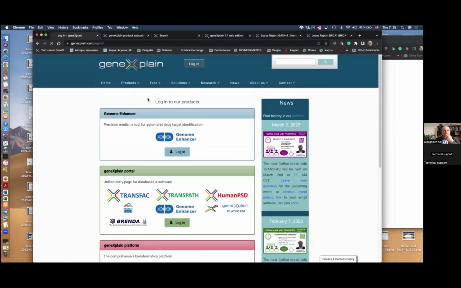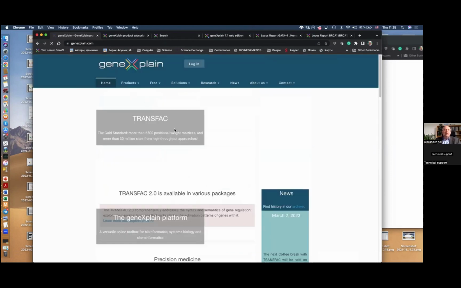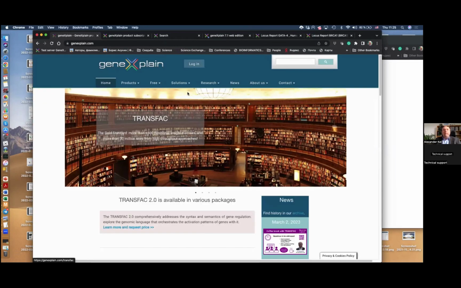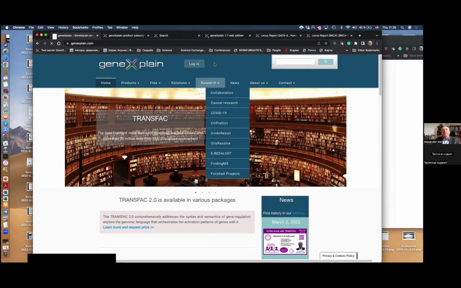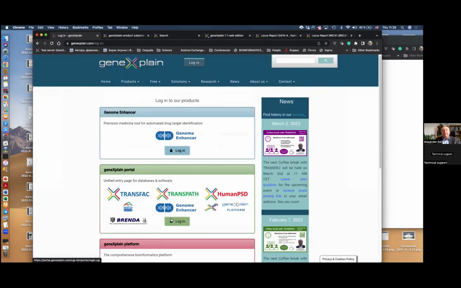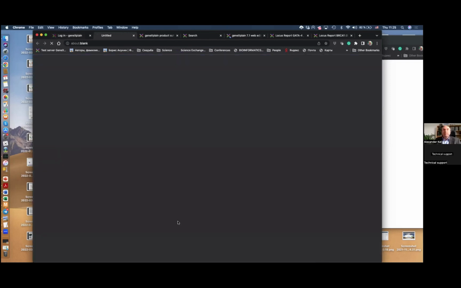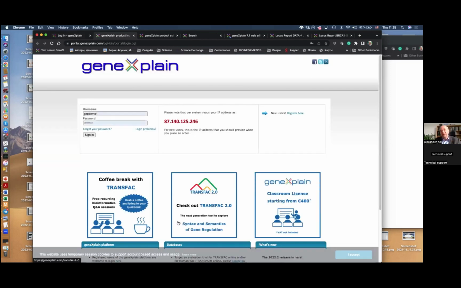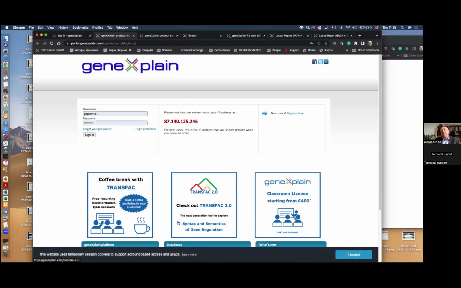So what we will do now, we will look at our website. This is the geneXplain website, and as you can see here, we can access directly all our products. If you click on login, you see access to all the products which we offer. Let's start from this geneXplain portal, which gives you access to our databases. And then from databases, we will navigate to the tool for predicting binding sites in a given sequence.